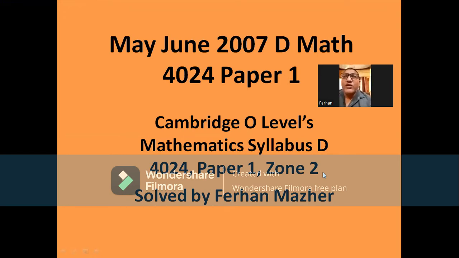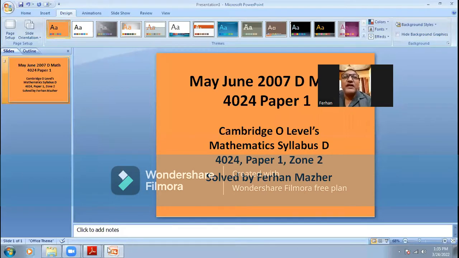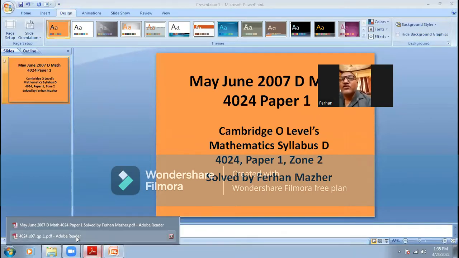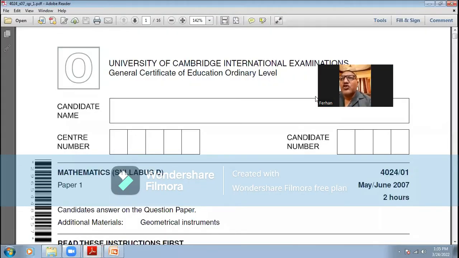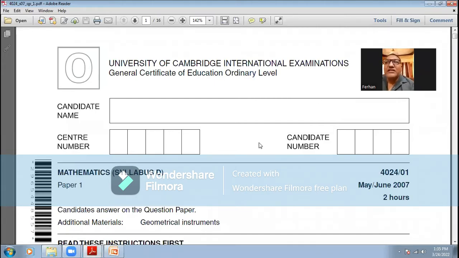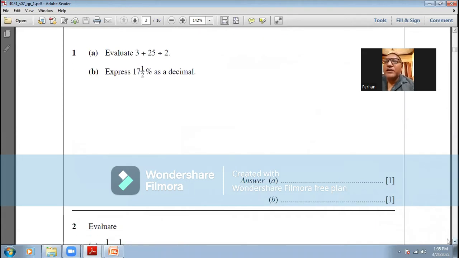So today we are going to attempt paper 1. The time allowed to complete paper 1 is 2 hours, and the calculator is not allowed in this paper. So let's start today's paper and let's see what we have. May-June 2007, 2 hours allowed, no calculator allowed in this paper.